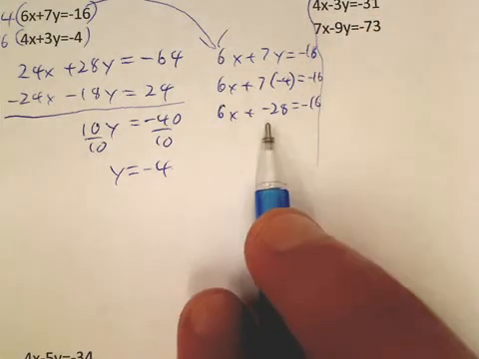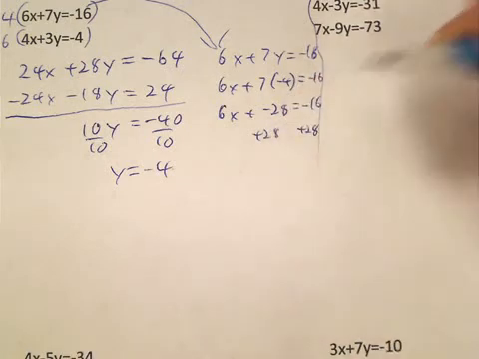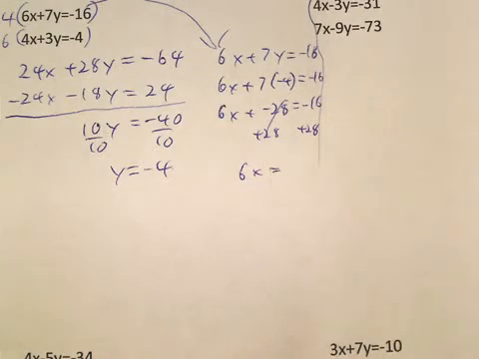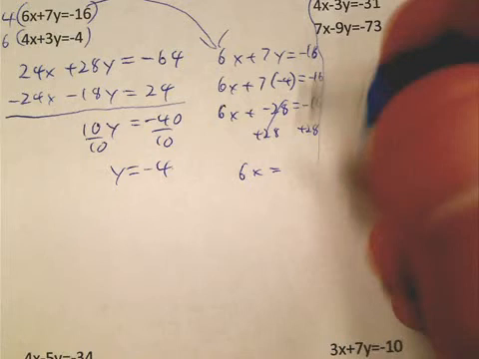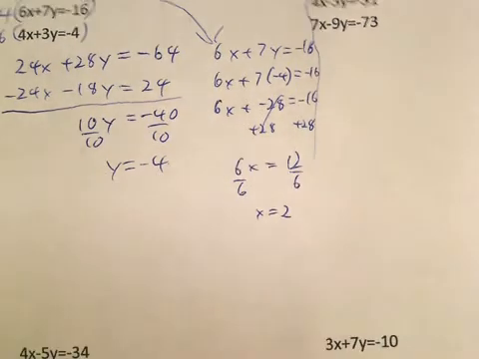To get rid of a negative 28, you plus 28. So I get 6x, those cancel out. Negative 16 plus 28 is 12, and then divide by 6. And again, I should get an even answer. I promise these will all come out to nice numbers. So x equals 2.